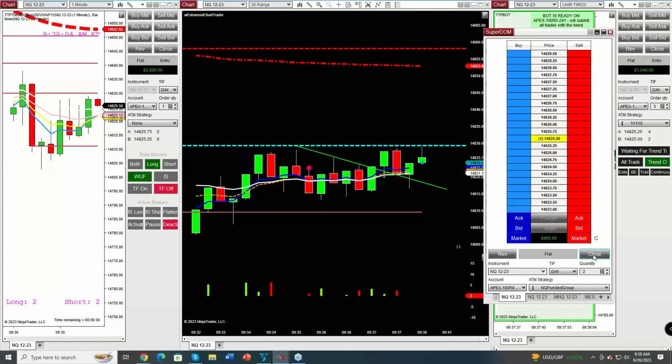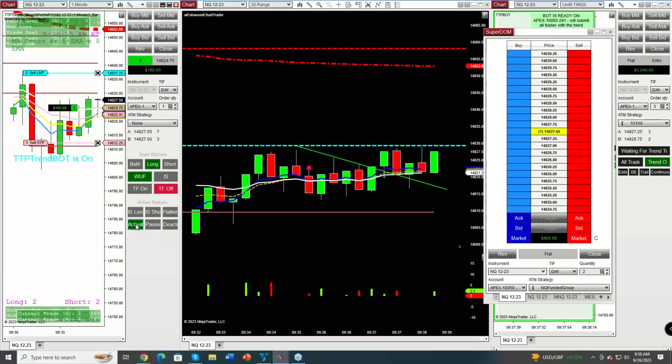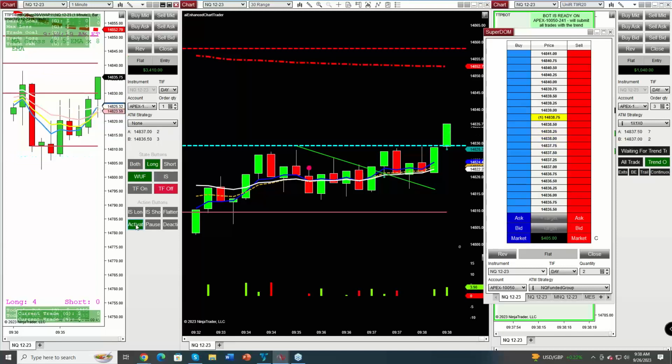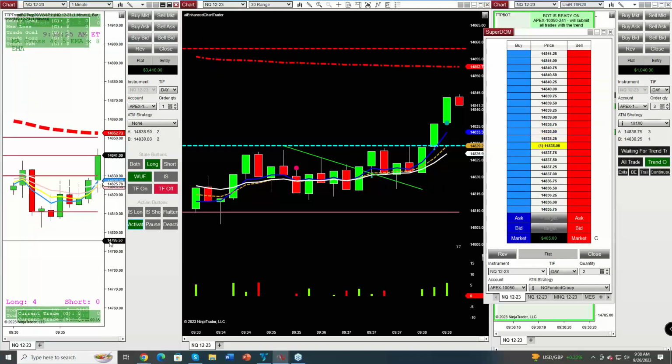I still think it's going to pop. If it gets above 31, it's going to go. Took a couple of bucks. Trend bot's on with 3. Forgot to turn that on. Straight to target. Trend bot's up 3,400. There we go.